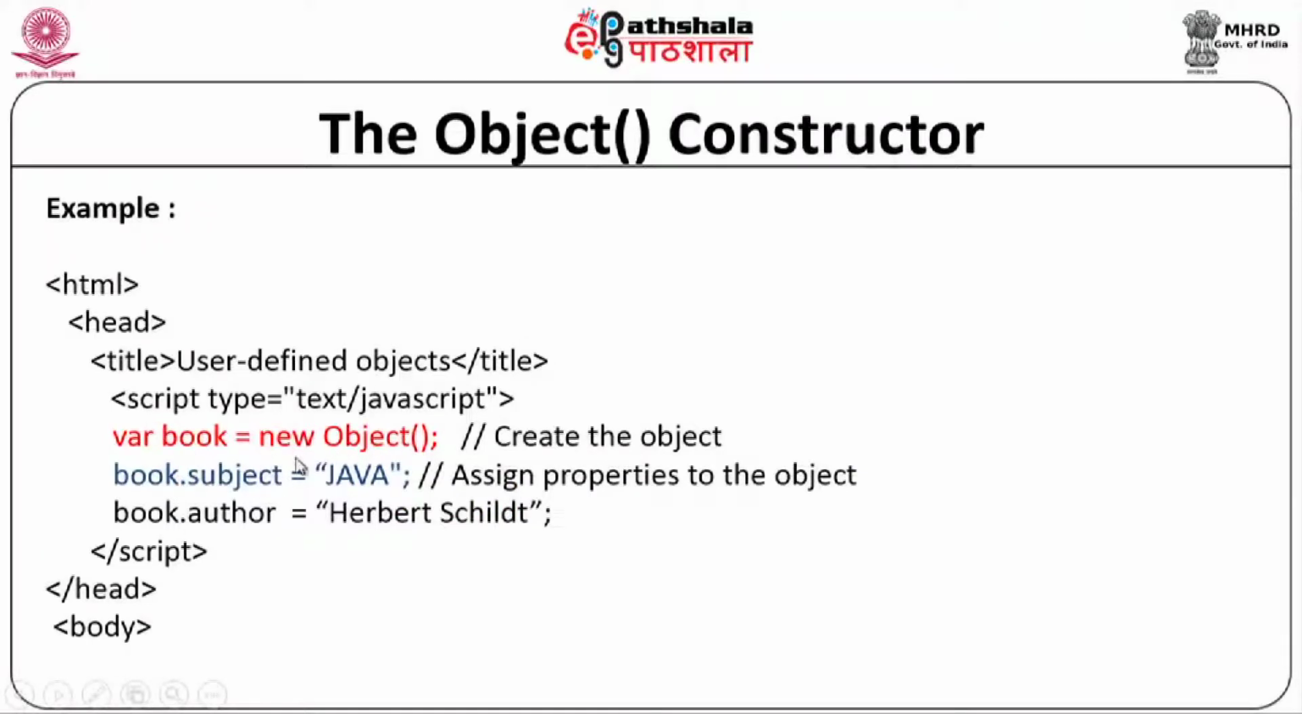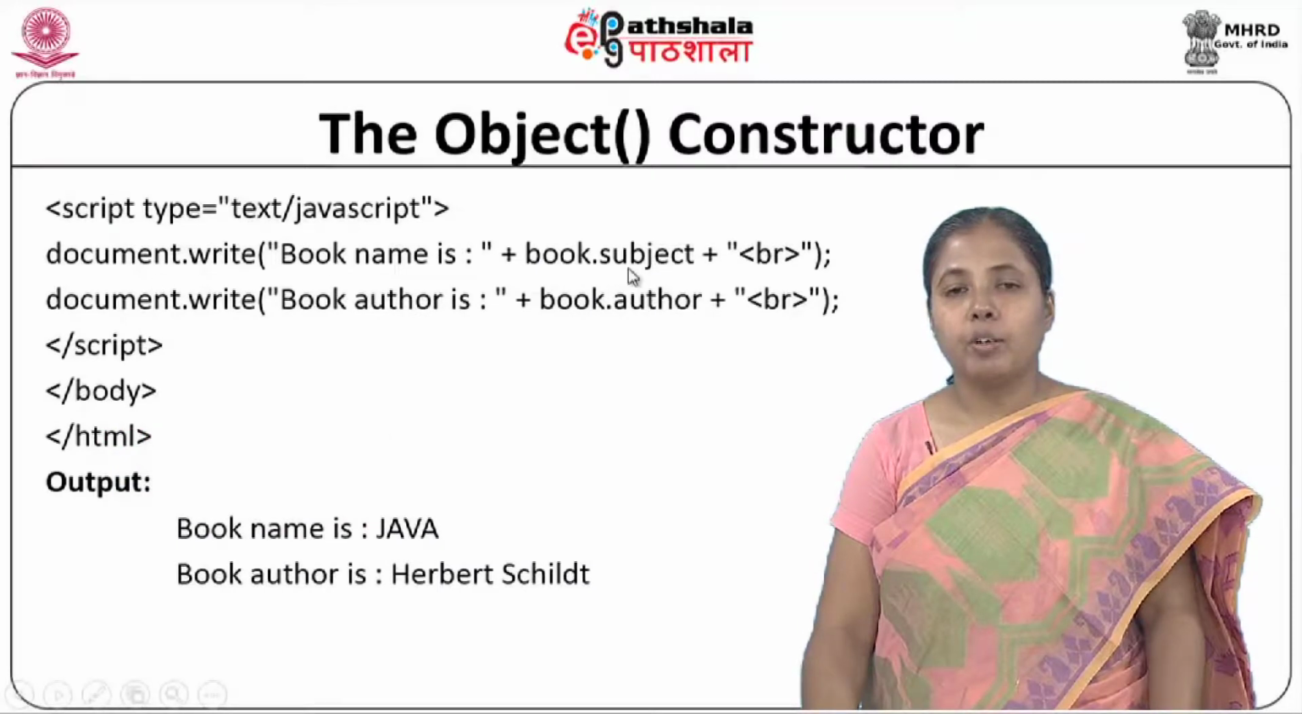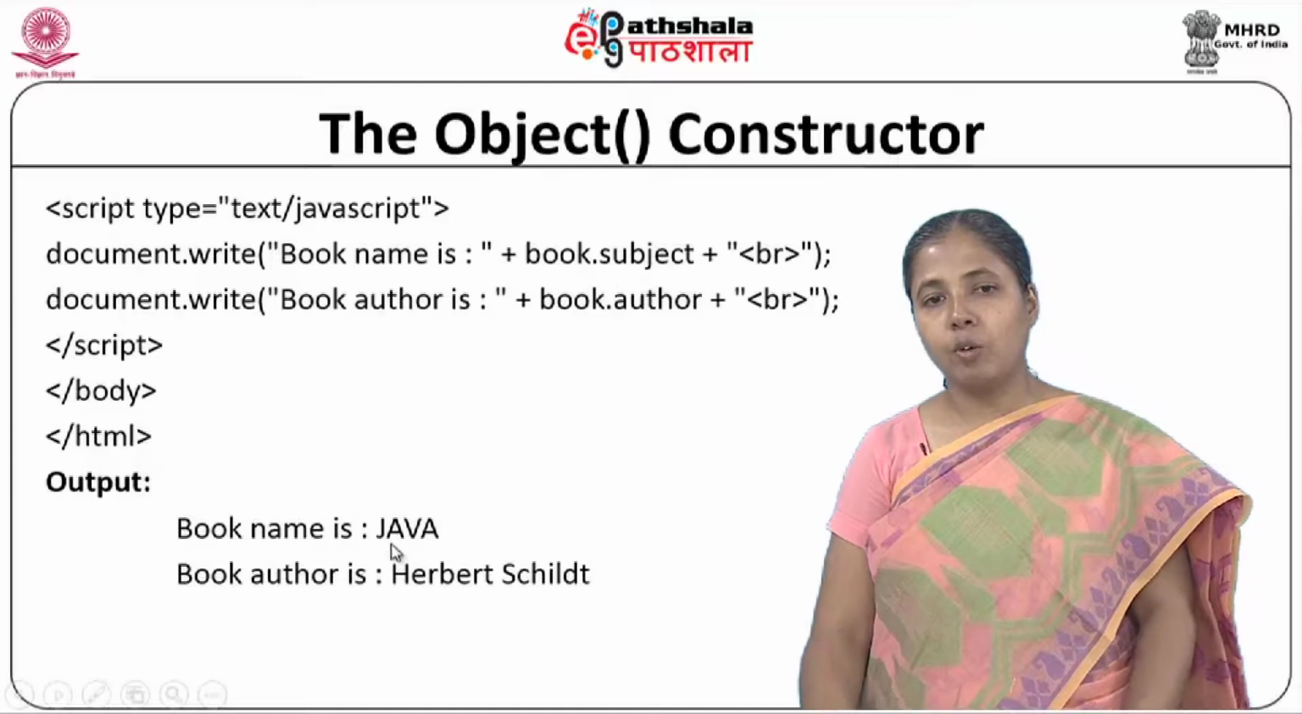Now this is a small example of using the object constructor. We have the script code and we create the object using the Object constructor. Now this book becomes an object because you have used a constructor. In order to assign properties to the object, you use the name of the object, book. So book dot subject is assigned a new value like Java, and book dot author is assigned another string called Herbert Schildt. This is how you access object properties using the name of the object. Now you print using document dot write the book dot subject and book dot author, and you will get this output.